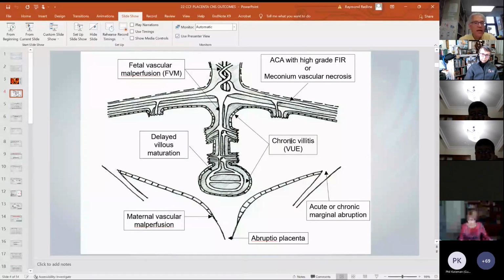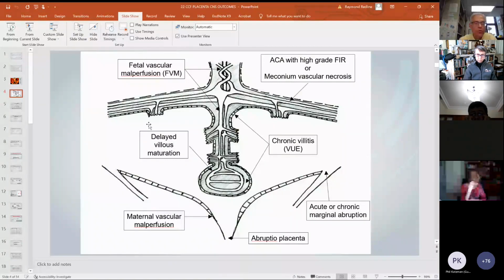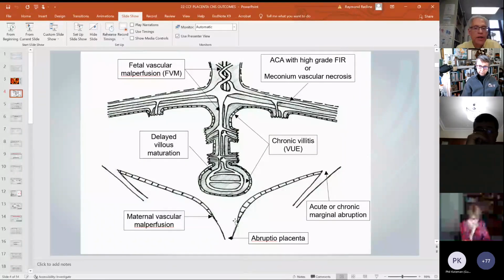Parenchymal lesions include chronic villitis, which is defined as a maternal anti-fetal rejection type response, which leads to lymphocytes within the placenta of maternal origin. It's like a graft rejection kind of phenomenon, quite surprisingly common. Delayed villus maturation, where the placenta doesn't develop appropriately and the morphology is more like a preterm placenta. And then finally, lesions where we have premature separation of the placenta from the underlying musculature.